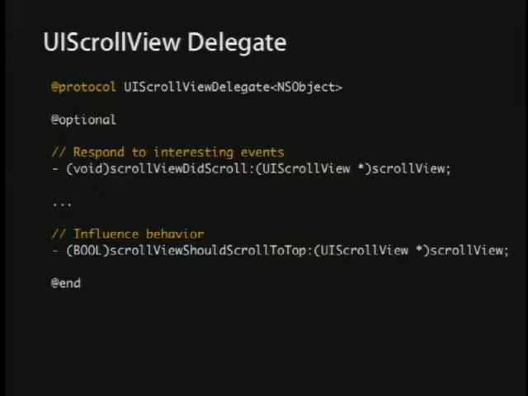The other thing that I said you might do with delegates is influence behavior. And an example of that in the scroll view delegate protocol is the scrollViewShouldScrollToTop delegate method. This is a little bit hidden. Not everyone knows that it exists. But in any scroll view, when you see it on your iPhone screen, if you're not scrolled all the way to the top of the scroll view, you can tap in the status bar, and the scroll view that's visible will scroll all the way to the top. That's the default behavior. You can turn it off by returning NO from scrollViewShouldScrollToTop.